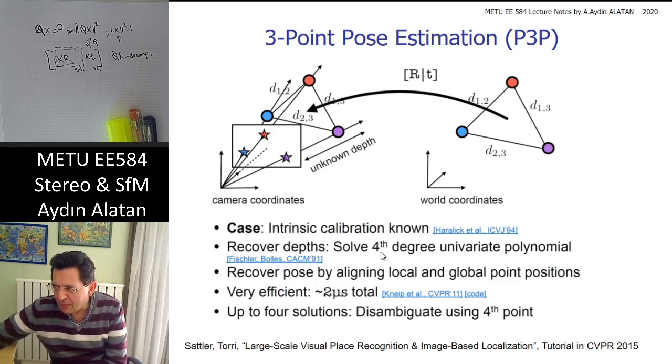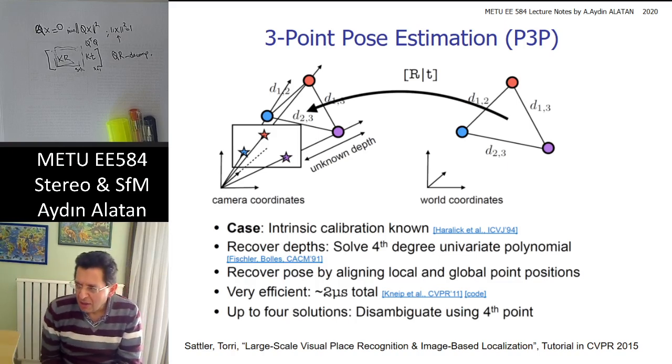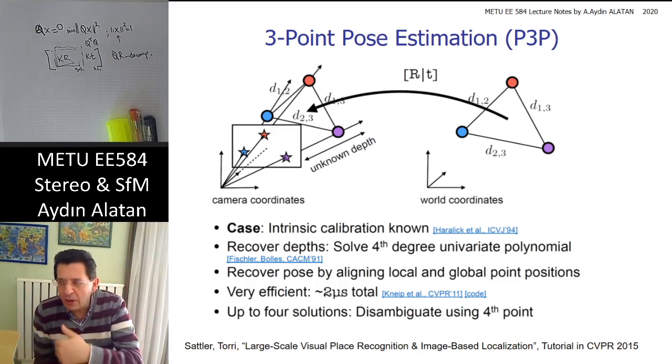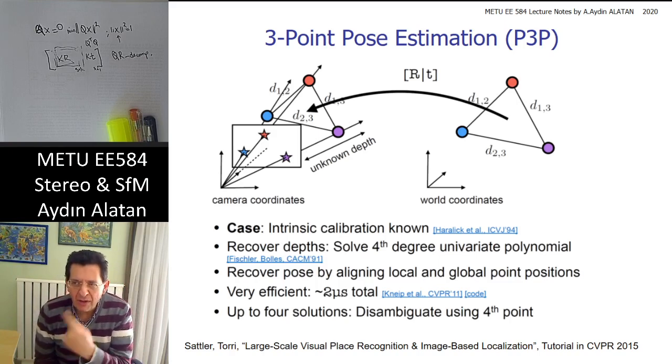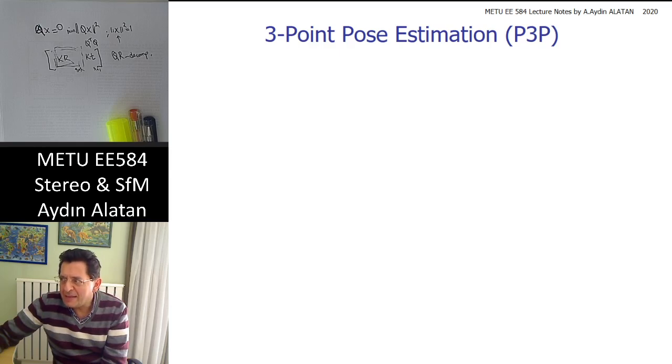If you know the intrinsic calibration, then we have a solution by Haralick, and also for determining the depths, there is another solution by Fischler and Bolles based on RANSAC. And there are some other solutions. I'm going to explain shortly that in fact there is not a unique solution out of this equation, but you can use a fourth point to disambiguate the solutions and find the unique solution. There is a beautiful tutorial at CVPR 2015, and you can look at that one as well. Now, about this P3P, I'm going to try to explain it briefly.